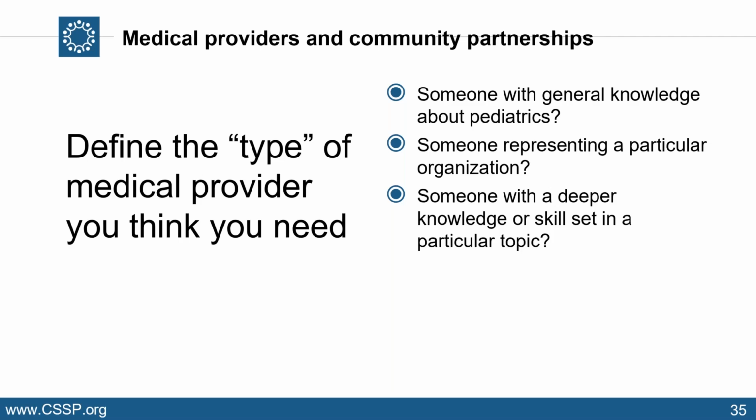It's also important to define the type of medical provider you think you need. There are some times when really anyone who cares for children in a pediatric setting has the general knowledge that you need for the particular setting, and that's great. That means that there's a wide variety of folks who might be able to do that. Sometimes you really need or want someone who can represent a particular organization or a particular clinic or hospital or something that has a special connection to what you're trying to do. Sometimes you might need someone with a deeper knowledge or skill set in a particular area of early childhood. And not everyone has that. So just think about which of those things you really need for the request at hand.